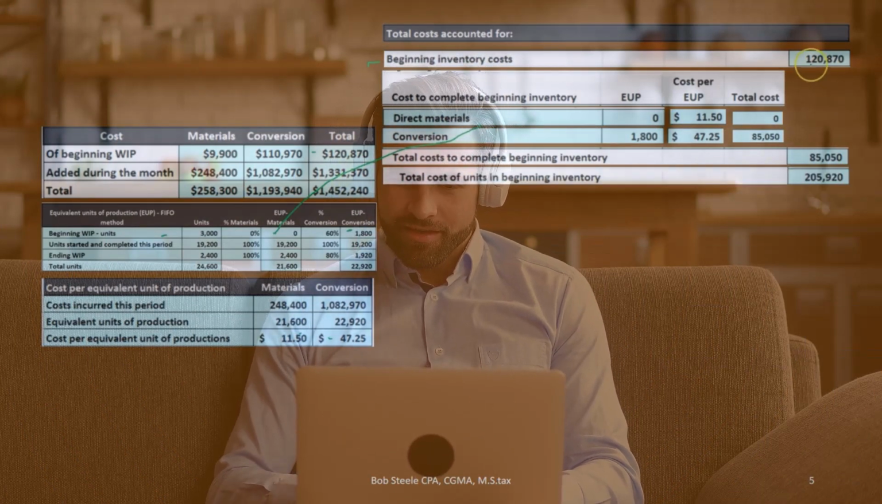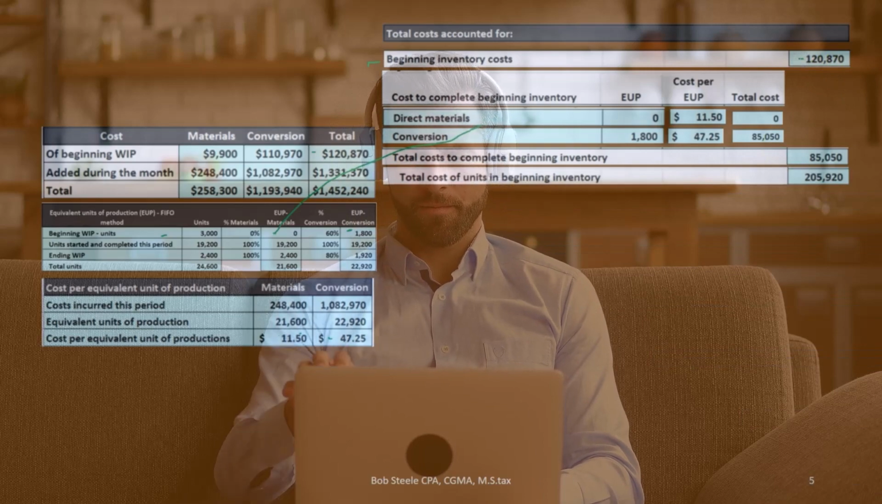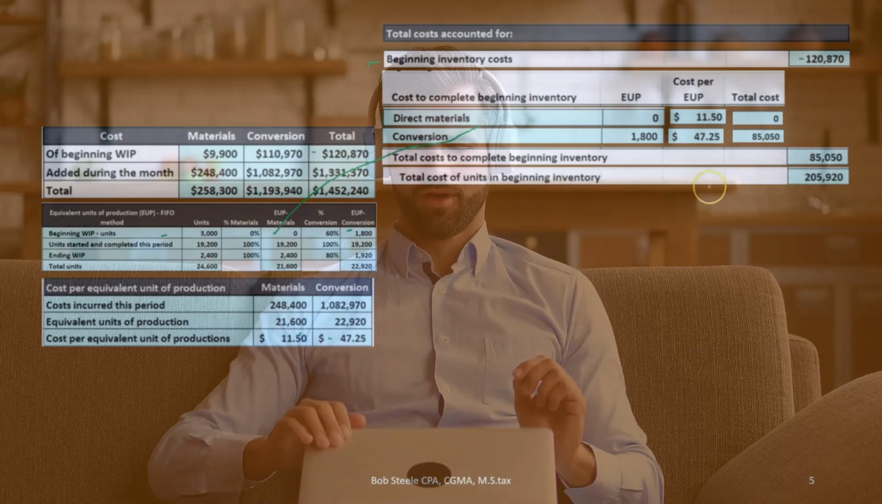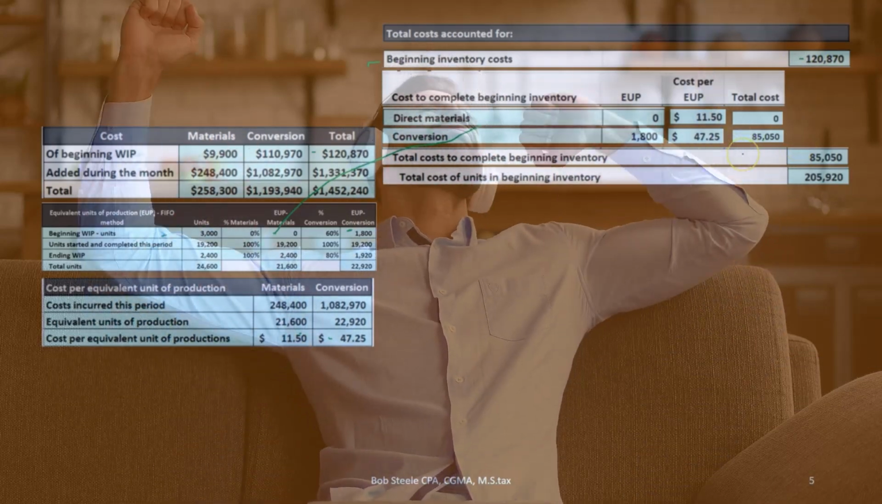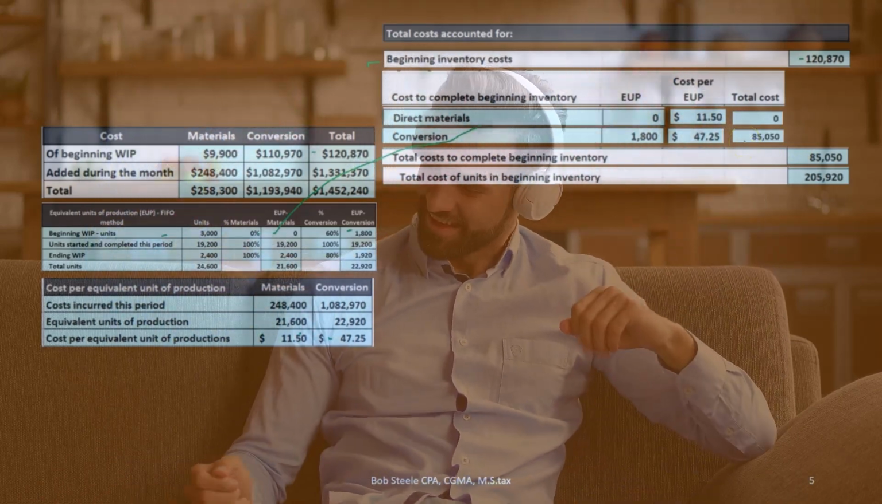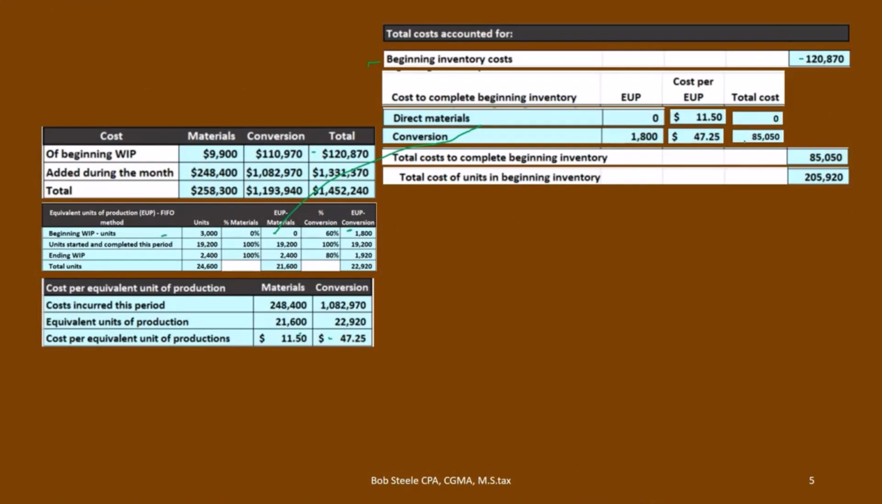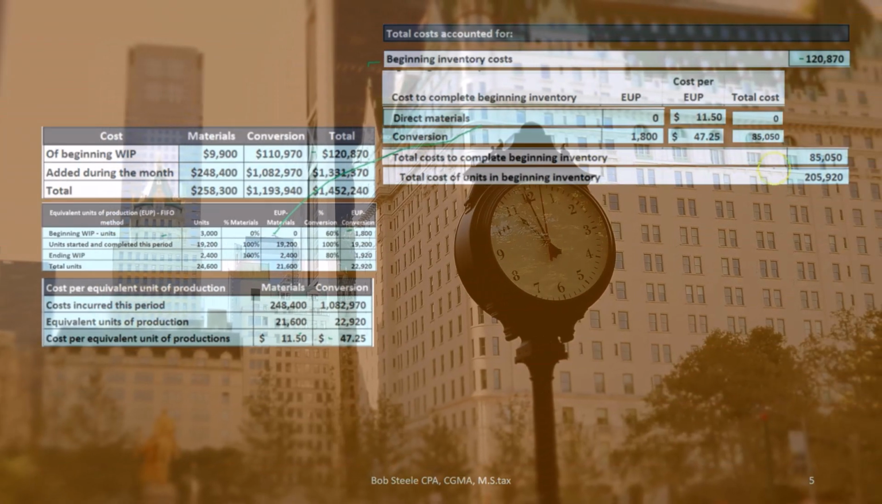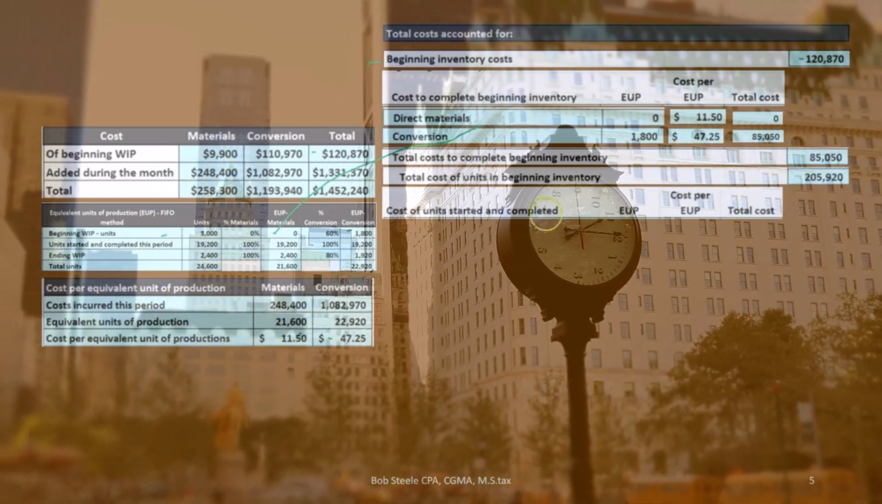And then we're going to add up these two, the outer column, the beginning inventory plus the total cost to complete. And that gives us the total cost of units in the beginning inventory. So everything that was in there from prior month costs and what's in there at this point in time is these two numbers there. Then we're going to go to the next line item.